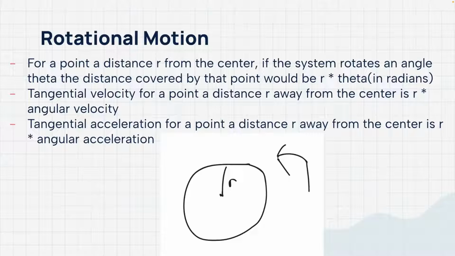The tangential components just refer to the linear aspect of it, at a tangent to the point. So as you can see in this diagram, a distance r away is going to be at the top, and you can find the tangential velocity, tangential acceleration, and tangential or linear distance covered just by multiplying r by each of those values: angular acceleration, velocity, and displacement.